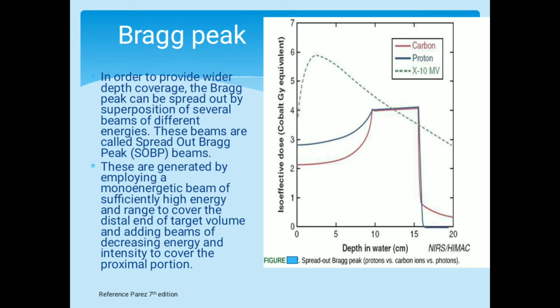These are generated by employing a monoenergetic beam of sufficiently high energy and range to cover the distal end of the target volume, and adding beams of decreasing energy and intensity to cover the proximal portion.